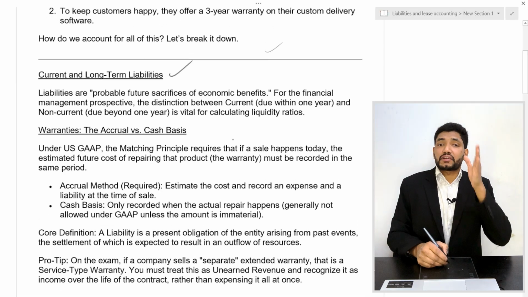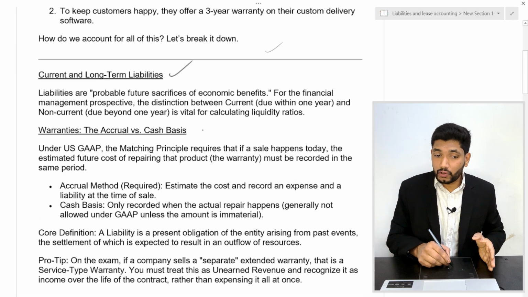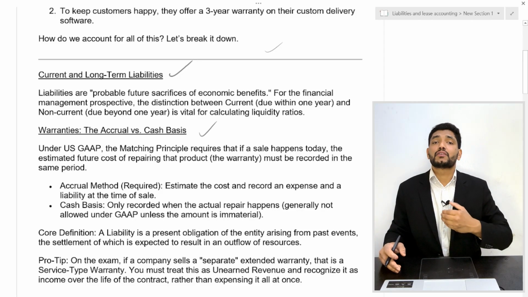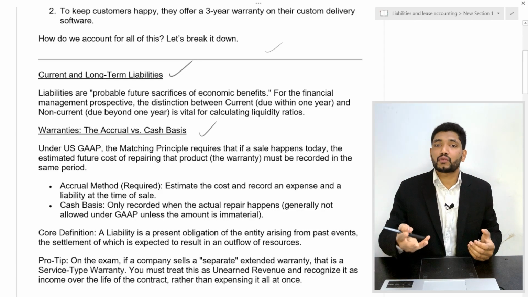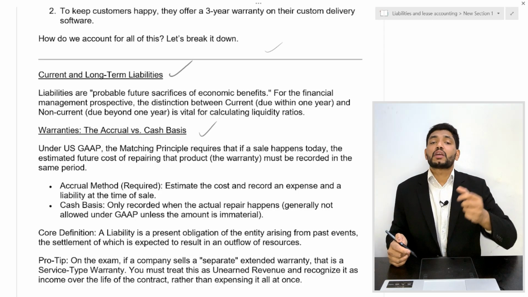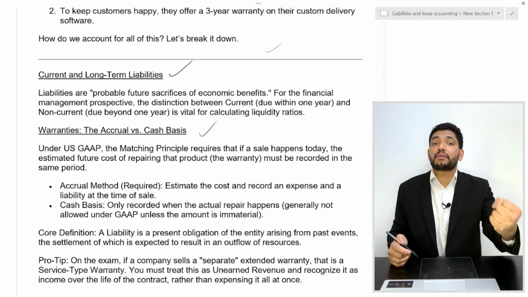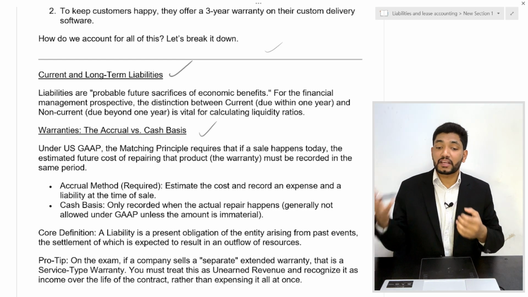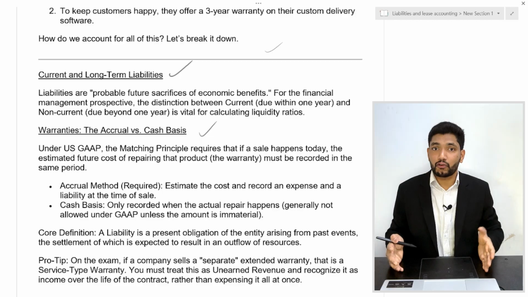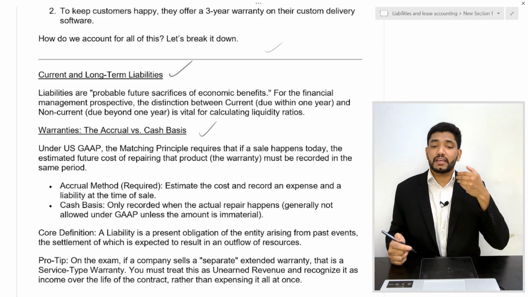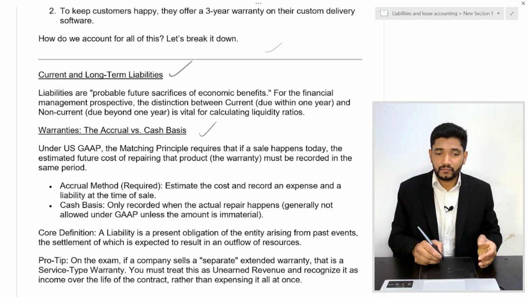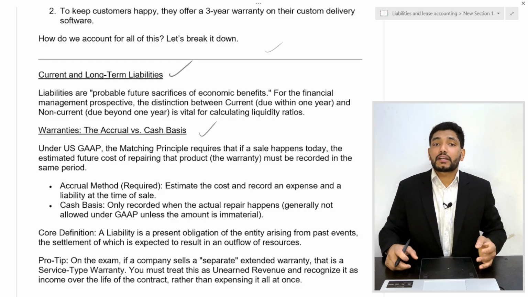So, let's start with the treatment of warranty. How are we going to treat the warranty? What is warranty? Warranty means we are giving an assurance to the customer that if there is any damage to the product, we will replace it or we will repair it free of cost. That is normally warranty. So, there are two methods to account for the warranty.